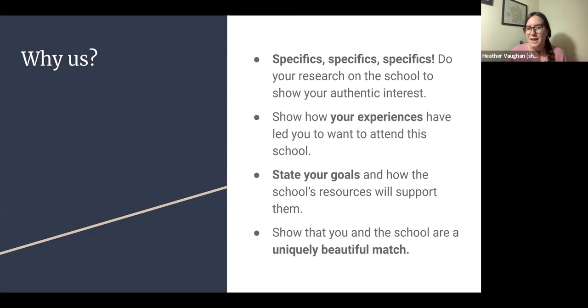So the first thing I want to highlight is specifics, specifics, specifics. It is super important for your answer to those questions to be very specific, not only to you, but of course to the school as well. So do your research on the school to show your authentic interest.